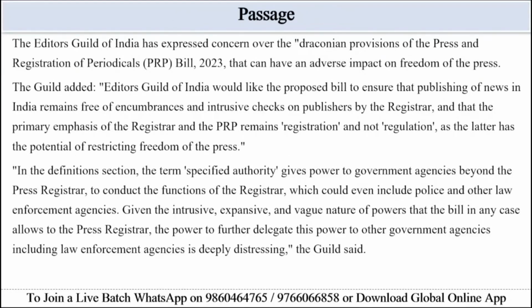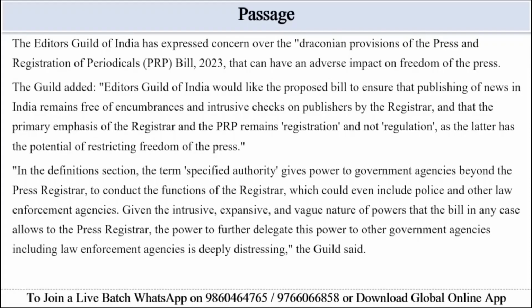So let's read this passage. The Editors Guild of India has expressed concern over the draconian provisions of the Press and Registration of Periodicals, that is PRP Bill 2023, that can have an adverse impact on freedom of the press. The Guild added, the Editors Guild of India would like the proposed bill to ensure that publishing of news in India remains free of encumbrance and intrusive checks on publishers by the registrar, and the primary emphasis of the registrar and PRP remains registration and not regulation, as the latter has the potential of restricting freedom of the press.